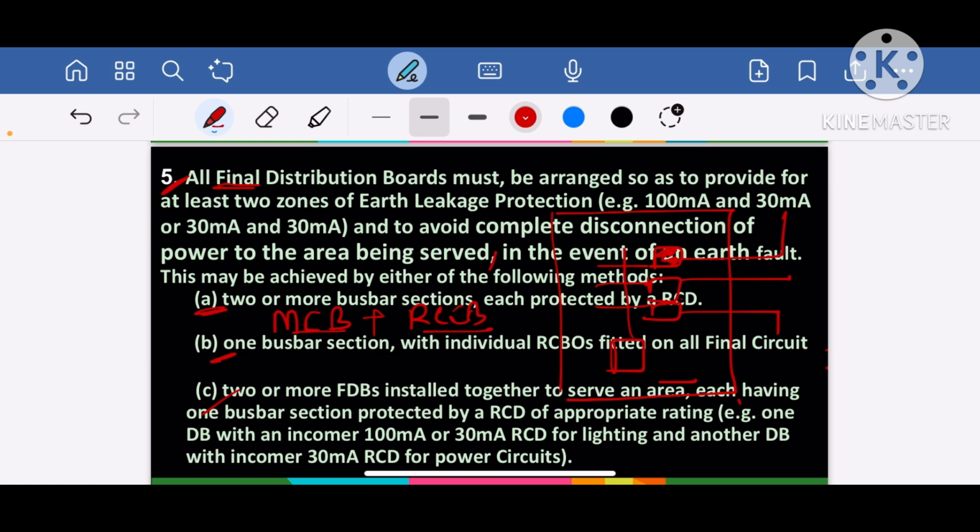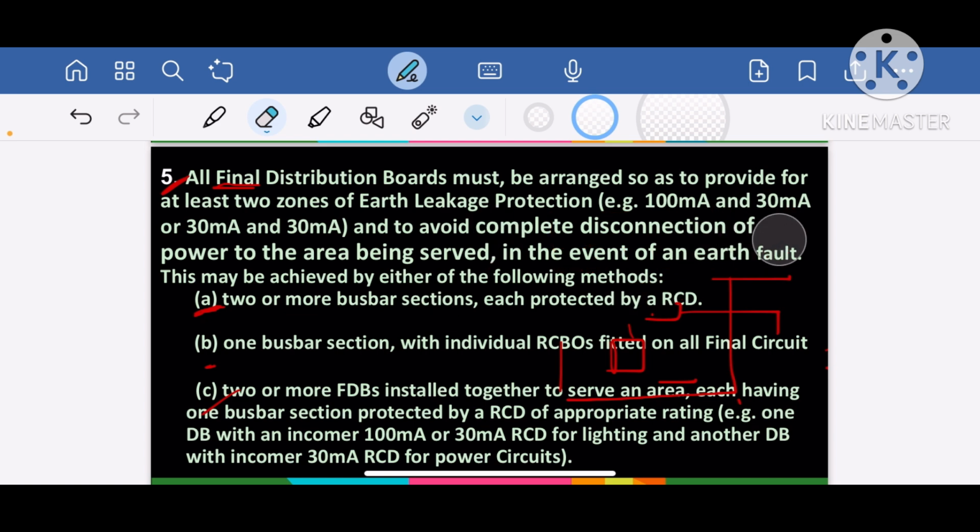So as per ADDC regulation, there are 3 types of distribution board. I covered first point. Okay, I covered second point. The second case will be, there will be isolator and there will be RCBO. RCBO is a combination of MCB and RCD. So in the event of earth fault, that breaker will trip and other will be functional. Now let us move to the third type of final distribution board.